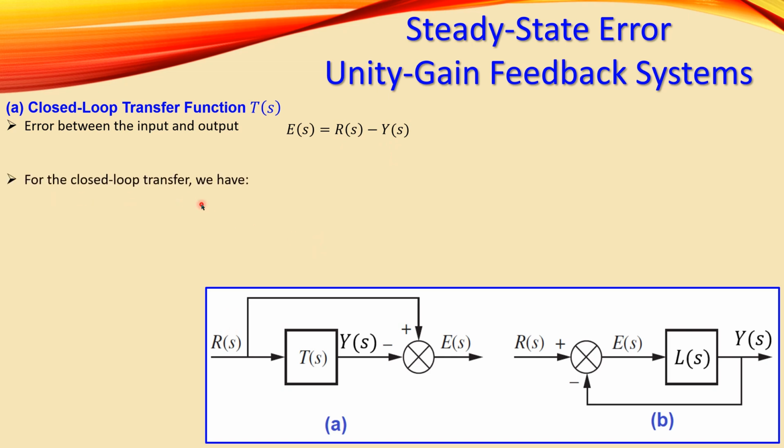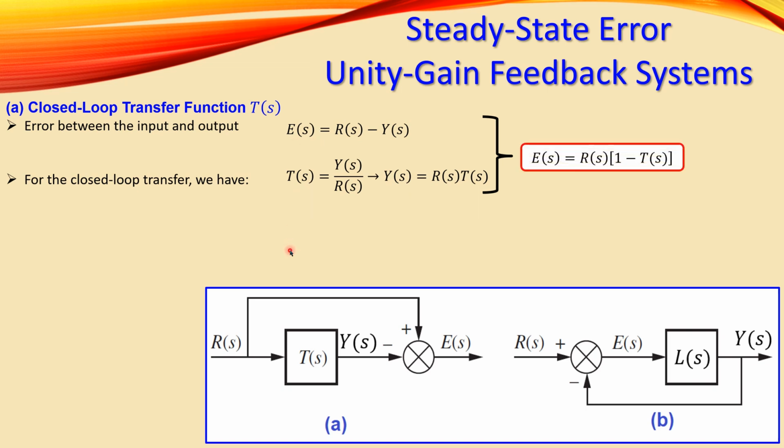For the closed loop transfer function, we have this expression. This is always valid. The closed loop transfer function is the output divided by the input, and that can also be written in this form. So the output is equal to the transfer function times the input r. Now, if we combine these two expressions, the closed loop transfer function expressed in the output and also the error, you have this expression with the error on the left side and the others on the right side.